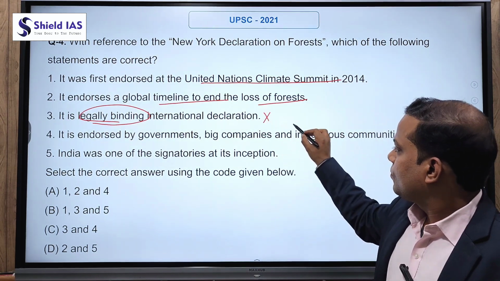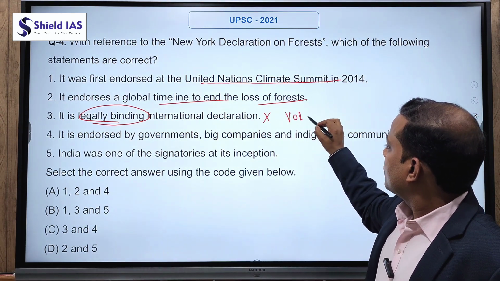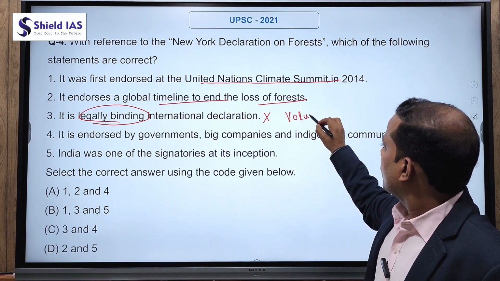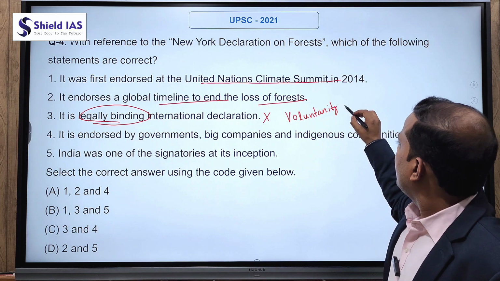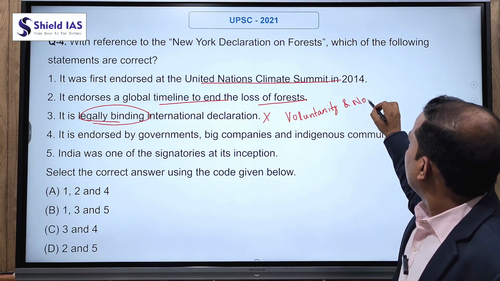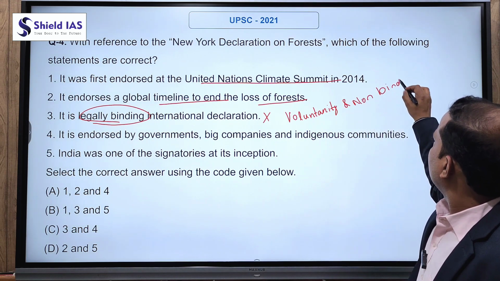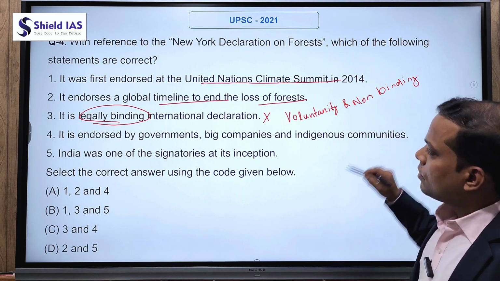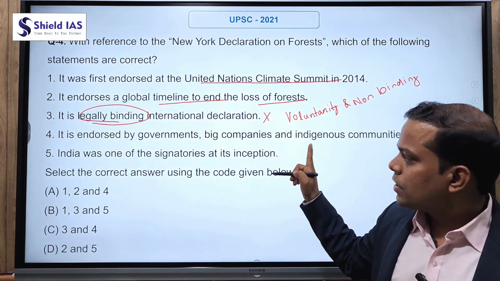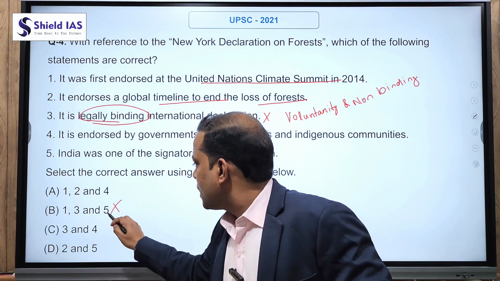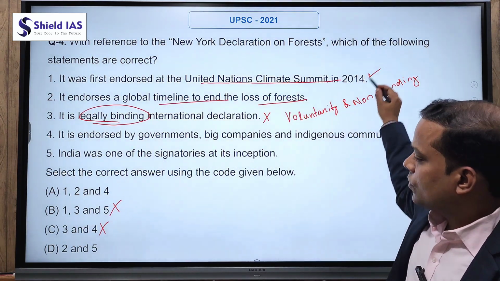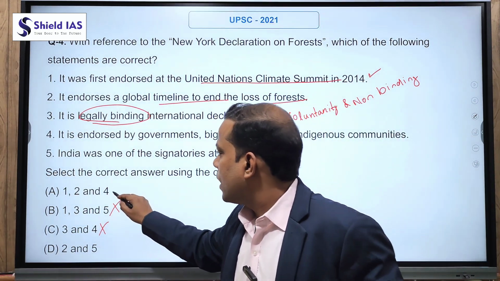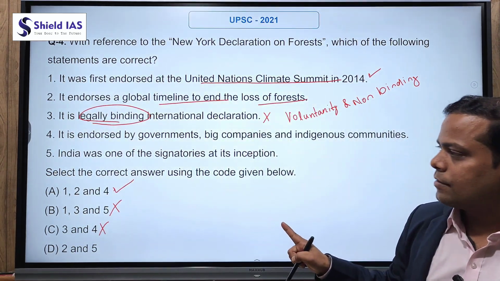This is incorrect. Why? This organization is voluntary and a non-binding organization. So we can eliminate option 3. We can eliminate B and C. 1 is already correct. So 1, 2, 4 are correct. That is A is the correct answer.